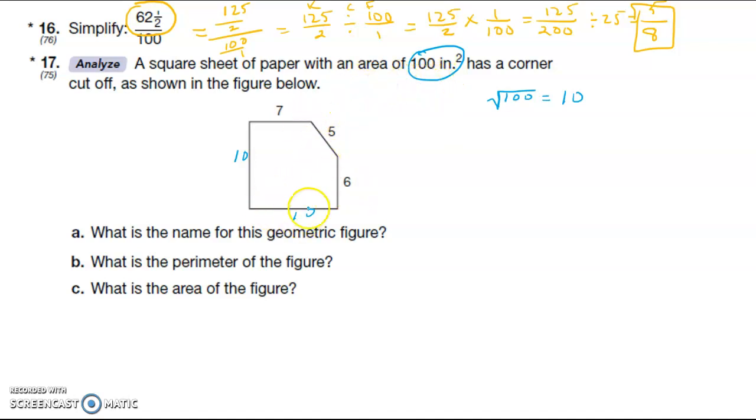It says, what is the name for this geometric figure? So it has 1, 2, 3, 4, 5 sides. It's a pentagon. The perimeter, well, we add all the sides up. So we have 7 plus 5 plus 6 plus 10 plus 10. And that is 38.